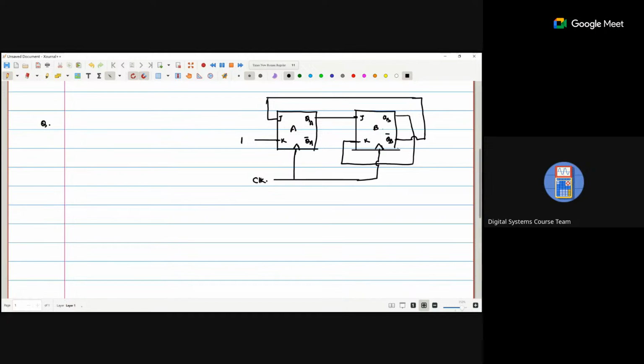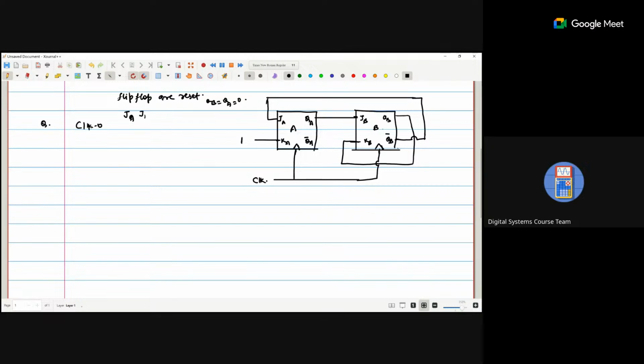At clock 0, QB and QA both are 0. Or we can say the flip flops are reset. That means QB and QA are both 0.